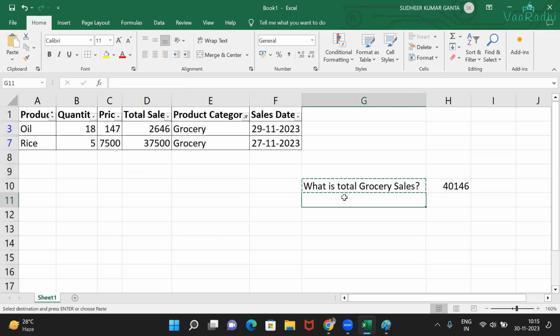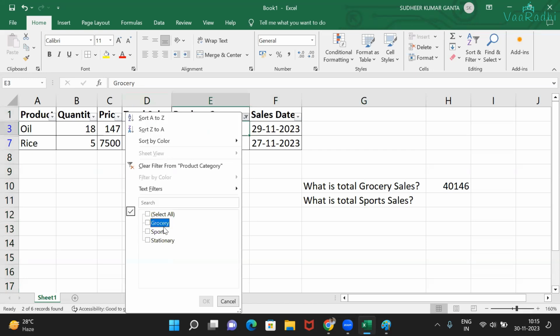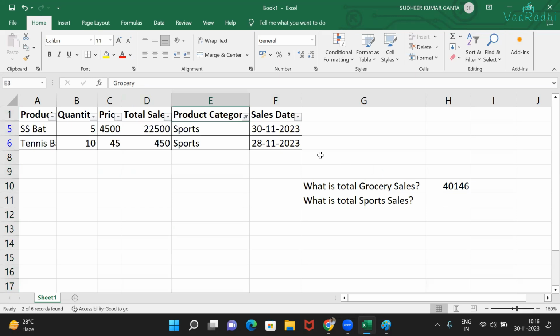Same way, I'll ask you, what is my sports sales? Now what I need to do, I have to go to product category, deselect all and select only sports. See, sports. What are the row numbers here for sports related sale entries? 5, 6. Now, what is total sales? 22,950. See here, 22,950 is my total sales.